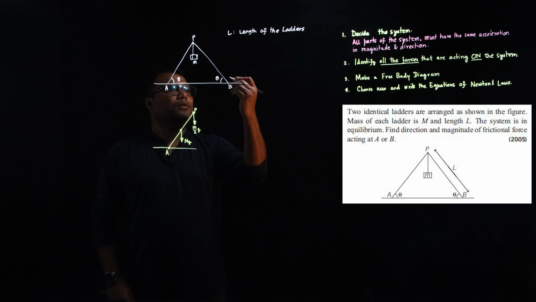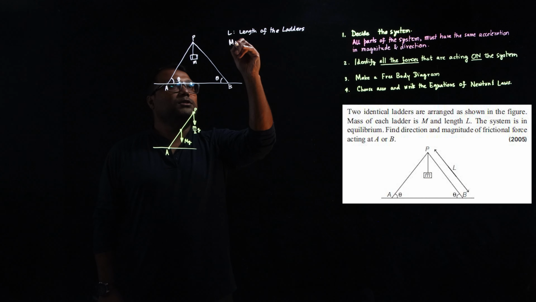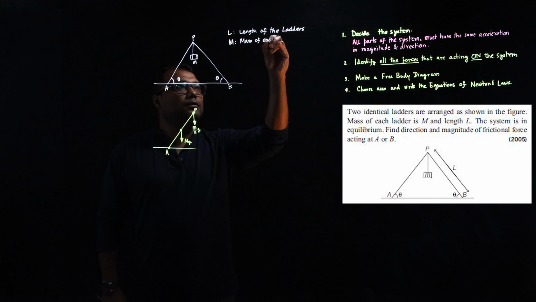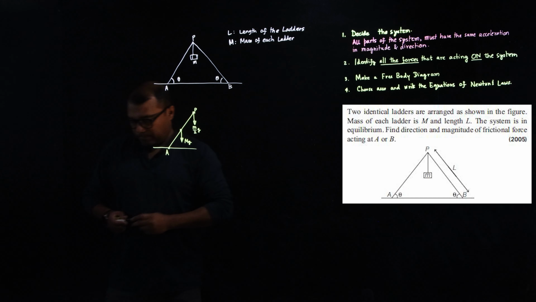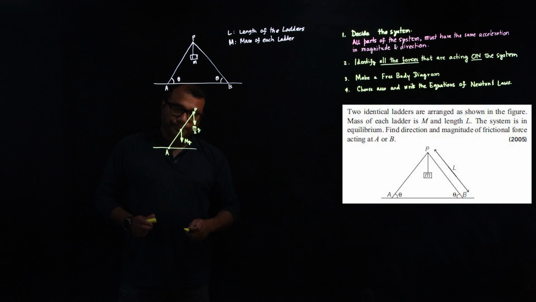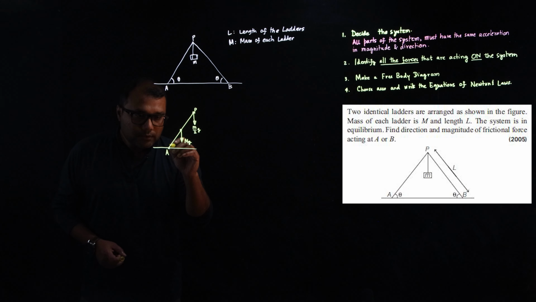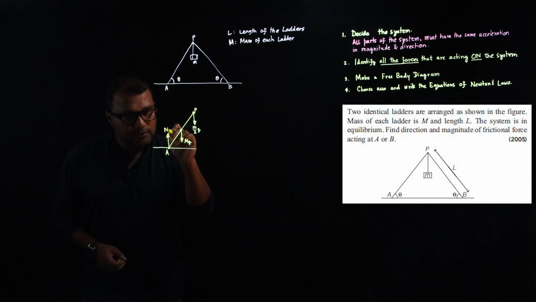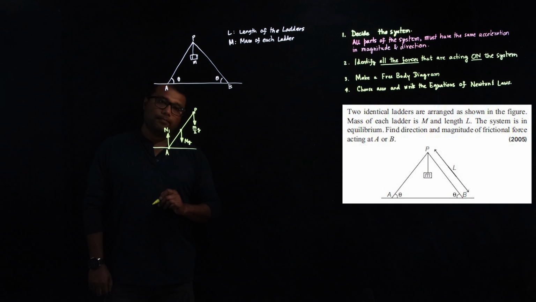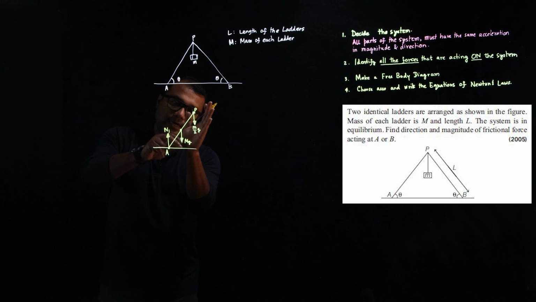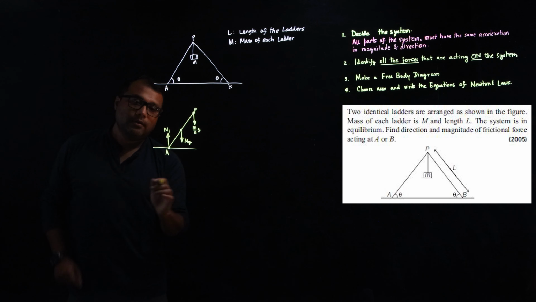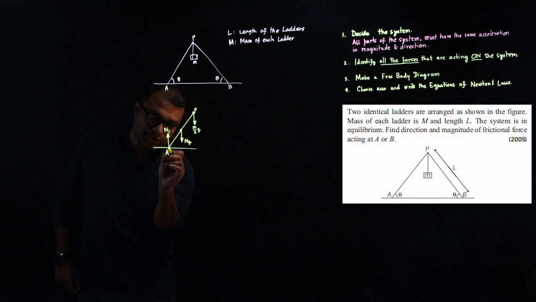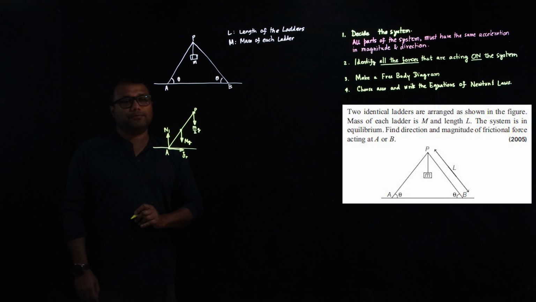Okay, m is the mass of the ladders. Now, there is a normal reaction, let's say N1 here, and the ladder will try to slide like this. So if this point's motion is this side, the frictional force will be which side? This side. So let's say this is the frictional force.